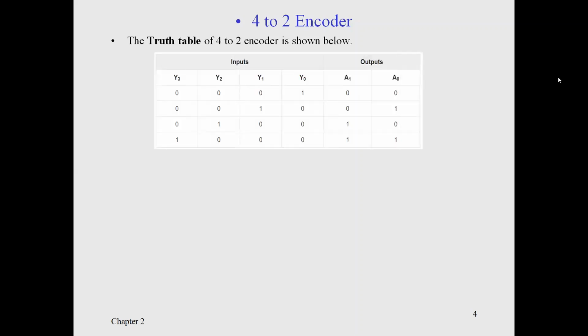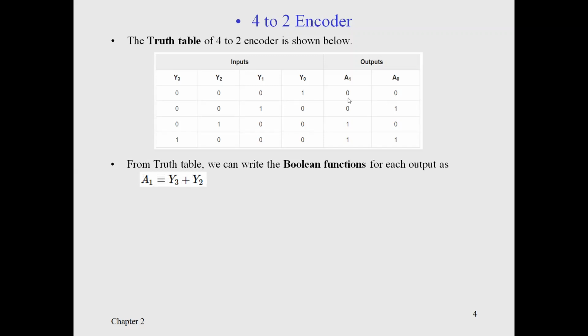As you can see the truth table. So there are 4 inputs and 2 outputs. So as you can see here, accordingly the outputs are taken. So if Y0 is 1, that means A1 A0 will be 0 0. For Y1 selected, it shows 0 1. For Y2 selected, it shows 1 0. And if Y3 is selected, it is binary 1 1. So from truth table, we can write the Boolean function for each output as you can see here.